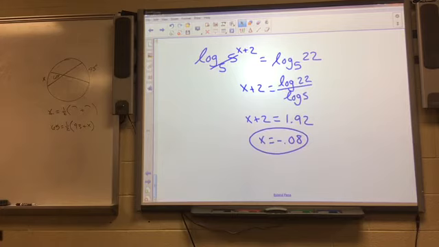Okay. The big rule: use whatever base on your logarithm would cancel out, right? And then obviously we learned the change of base formula for this reason also. So you can do that.